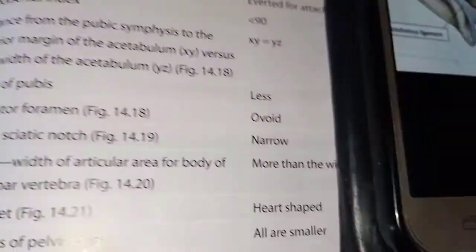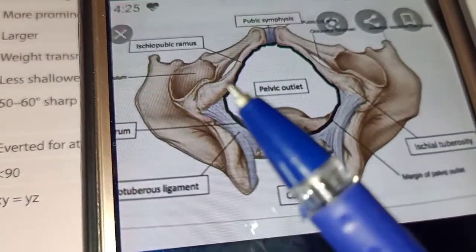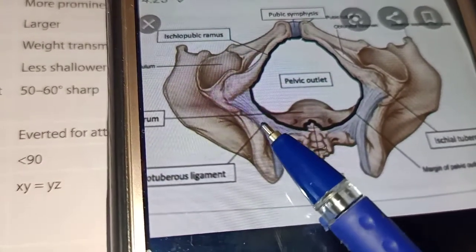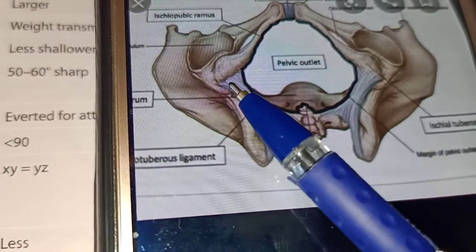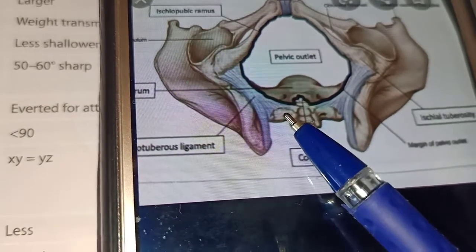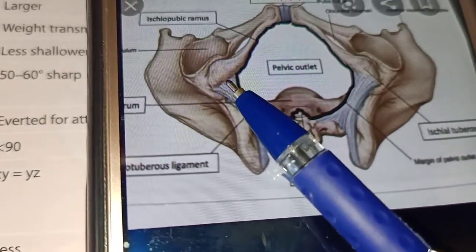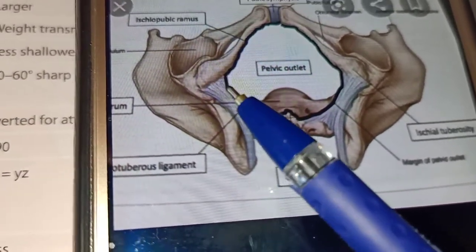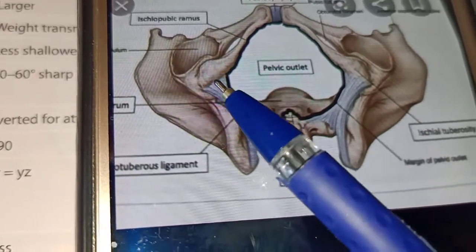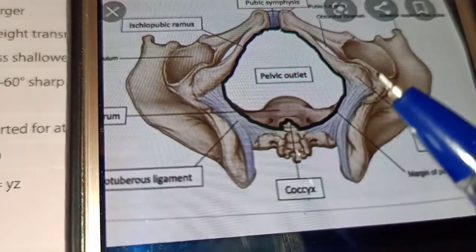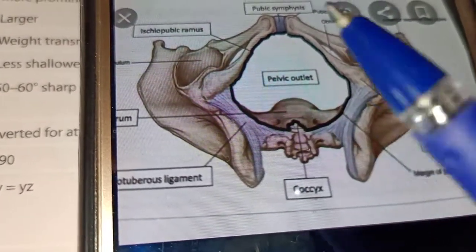Okay. Now what happens? There is presence of the sacrotuberous ligament. You can see the sacrotuberous ligament from the sacrum. It is stretched from the sides of the sacrum and the coccyx to the ischial tuberosity. That's why it is known as sacrotuberous. If it is stretched, this pelvic outlet becomes rhomboidal in shape.